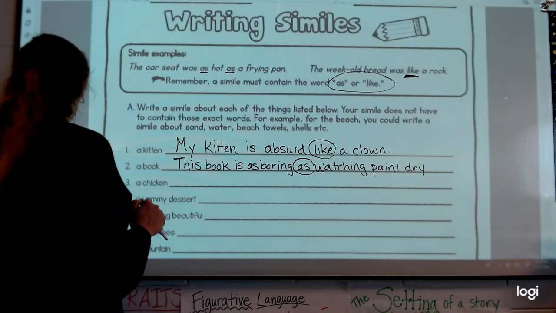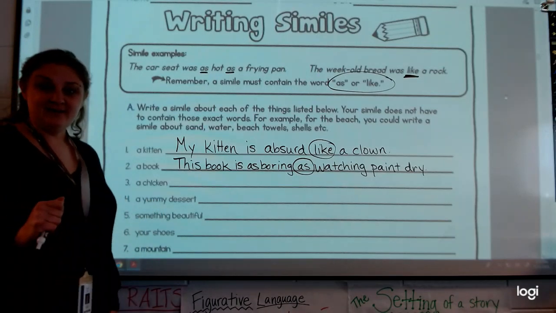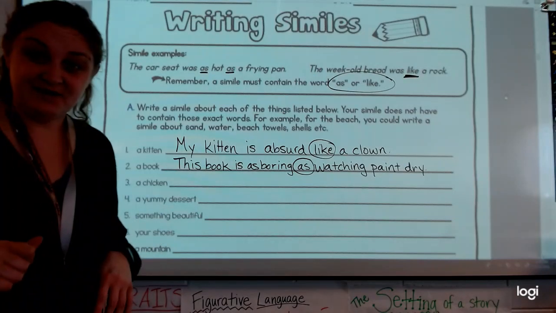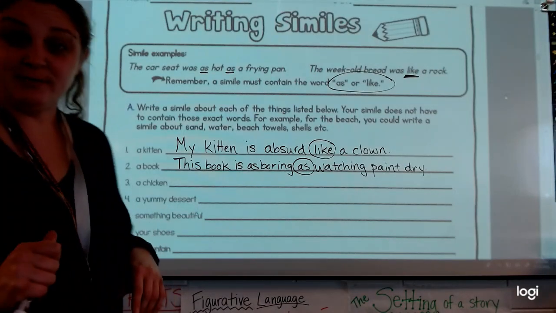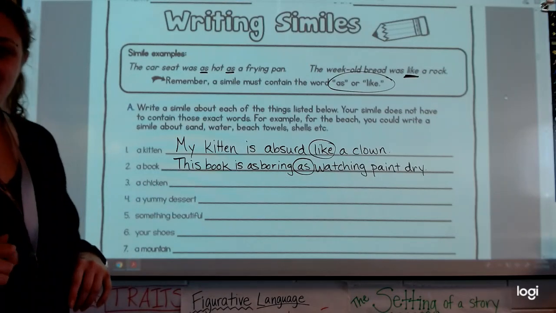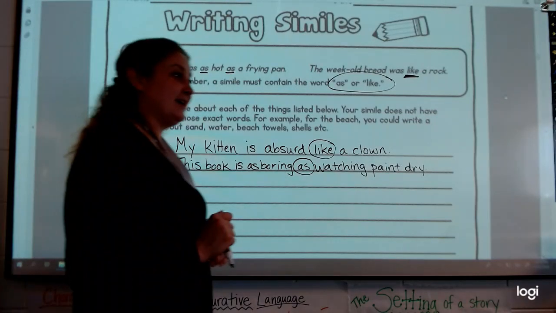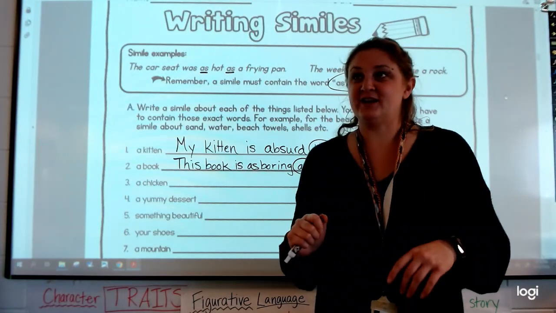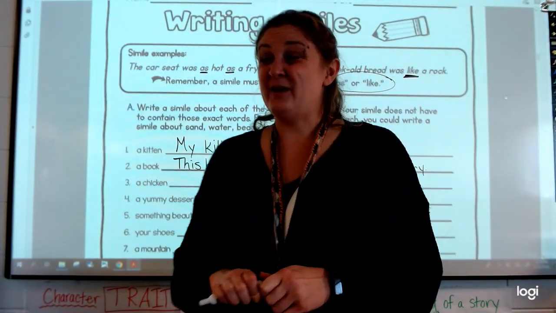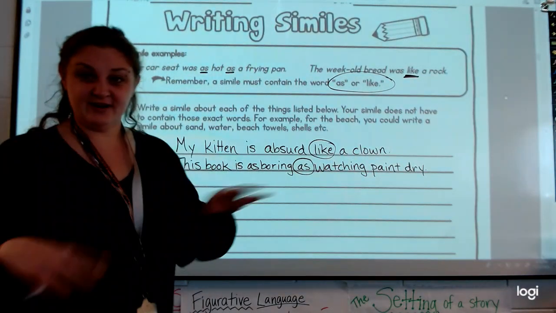All right. If you're falling behind and you want more time to think up your similes, you can always pause the video, but I'm going to keep it going. Okay, the next one, we need to come up with a simile about a chicken. Okay, so I'm thinking of a living chicken, not chicken on my plate to eat. And when I think of a chicken, I think of them running around kind of crazy.